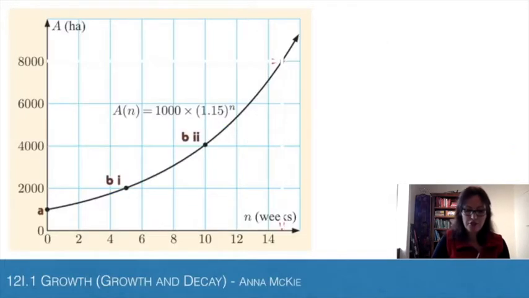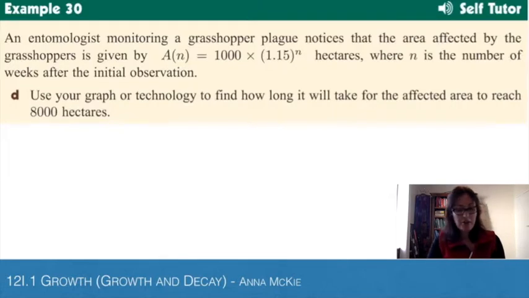And here it is drawn neatly. Notice the scale does go up to 8,000. Axes are labelled and arrows. You don't necessarily have to label these points B1 and B2, but it is very important to make sure you label the line. Give it a title. And then the last part of the question says, use your graph or technology to find how long it will take for the affected area to reach 8,000 hectares.